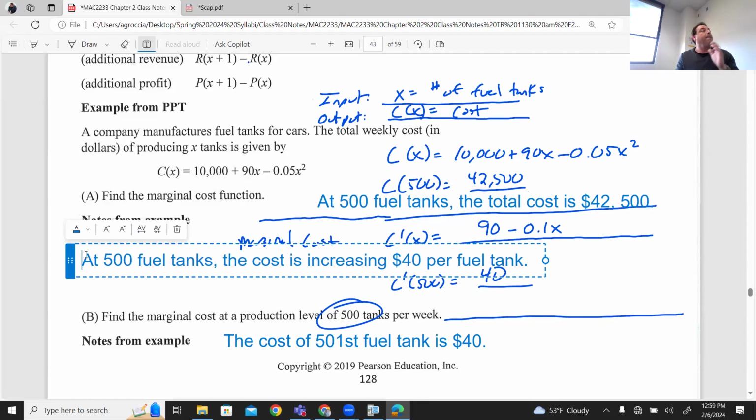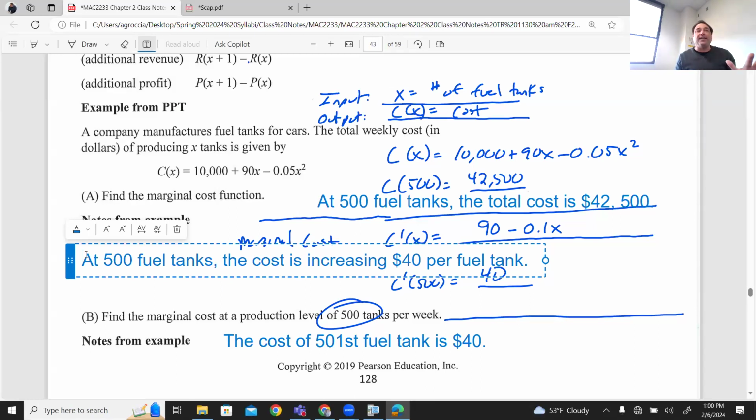We've stopped at 500. How is it changing at that moment? $40 per fuel tank. But I would be remiss if I didn't say it is exactly the same as saying the 501st fuel tank is $40. It's the same thing. Now, I know some people are like, wait a minute, do we plug in 500 or do we plug in 501? The answer is you plug in 500, because when you plug in 500, it always tells you the next. You've stopped at 500. We've already produced 500. This is the next one.